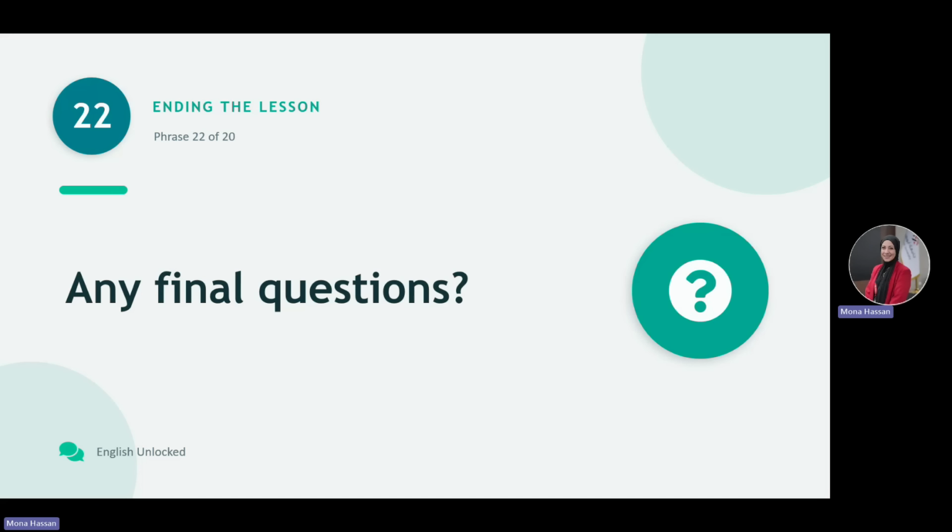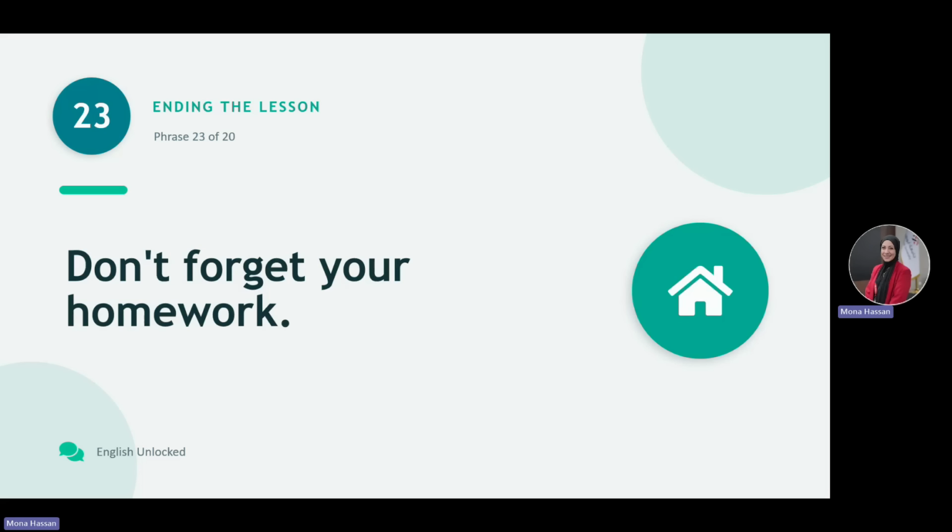And phrase number 2 is, any final questions? This is one last chance for students to clear up their doubts about anything in the lesson. Now, phrase number 3 in ending our lesson would be, don't forget your homework. So it's a friendly reminder before they leave.